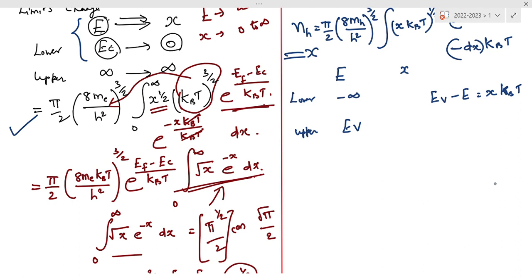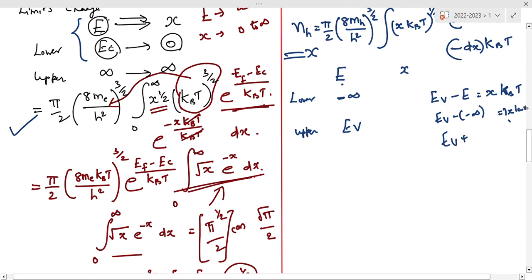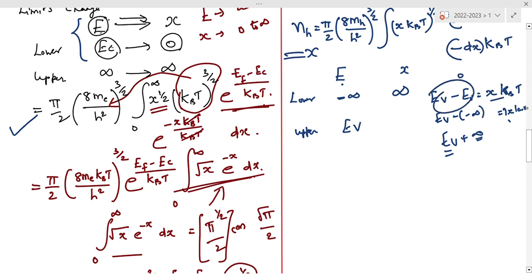So if E is in the position of the lower limit, minus infinity, now EV minus of minus infinity is equal to x kBT. What is that? We are going to derive. EV plus infinity. EV itself is a higher value and infinity is also a higher value. Therefore, it becomes infinity. Now the upper limit EV: if E is in the position of EV, as we told previously, then this becomes 0. Therefore, x becomes 0. So, minus infinity should be replaced by infinity as the lower limit of x, and the upper limit EV for energy should be replaced by 0 for x.